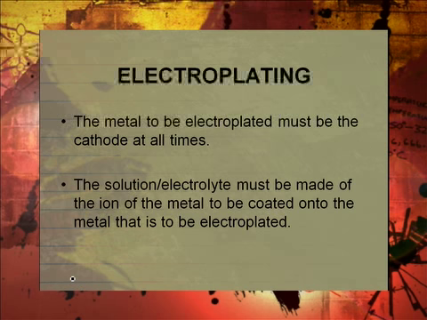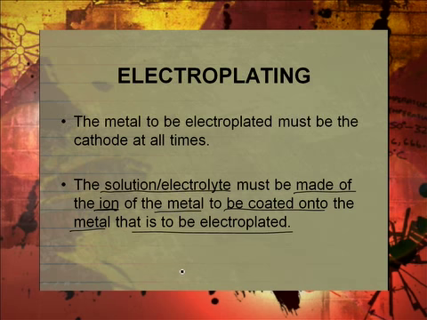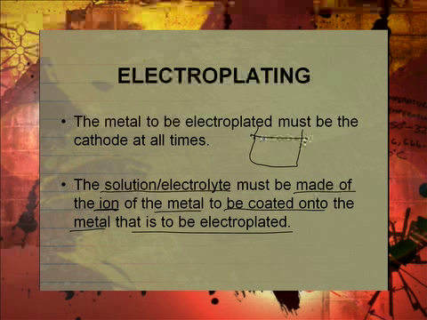Okay, now the solution or the electrolyte must be made of the ions of the metal to be coated onto the metal that is to be electroplated. For example, like we're talking silver and copper. If you want to electroplate copper with silver, the electrolyte, in other words, the solution in there, must have silver. It must be a silver solution, maybe silver nitrate, something soluble. Okay, so it will be having the silver ions in that solution. That electrolyte must be of silver ions.